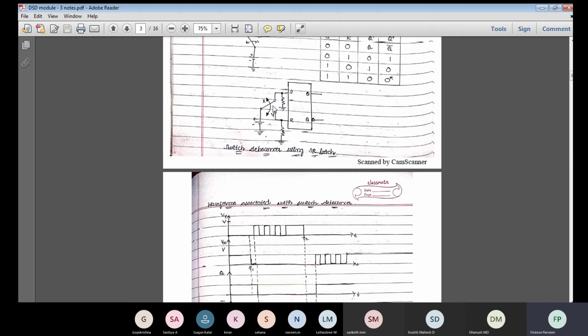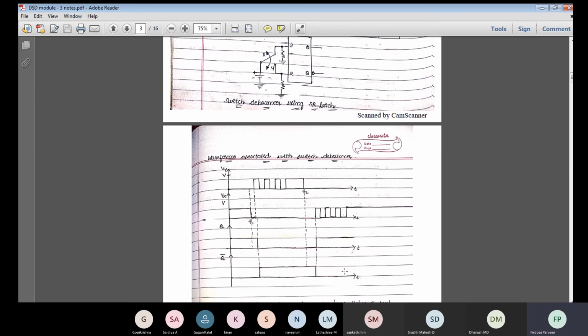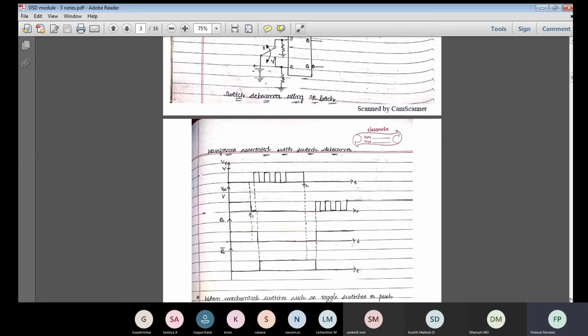So now the switch has moved from the center position to X. When it has moved to X, what happens? It is connected to plus VCC, some voltage we have given. So S is equal to 1 and R is equal to 0, as the switch has left Y, so this becomes 0 as this is grounded. So whatever may be the previous state, what should be the output? It is 1, 0. So it will be 1. And the opposite will be your Q bar. So this is the switch debouncer using SR latch.